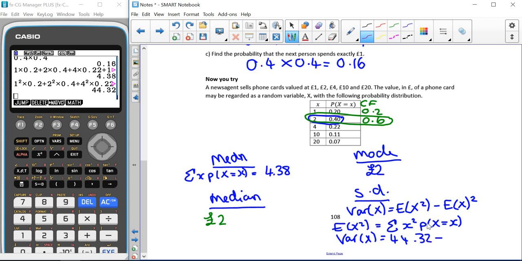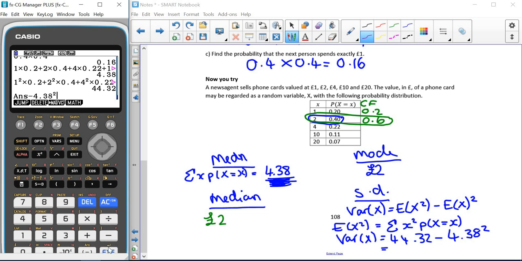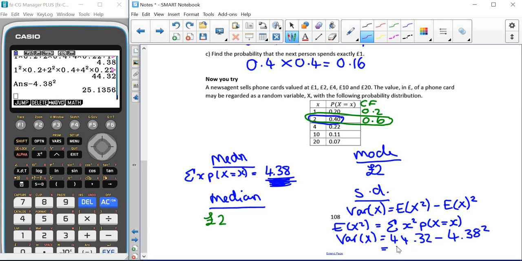So for the formula for our var of x, we're going to have 44.32 minus our E of x, which is our mean. Remember, the expected value is another word for the mean value. So 4.38 squared. So that's 44.32, our answer from the previous part, minus 4.38 squared, which gives us 25.1356. And I'm going to keep all that value for now because I haven't quite answered the question.